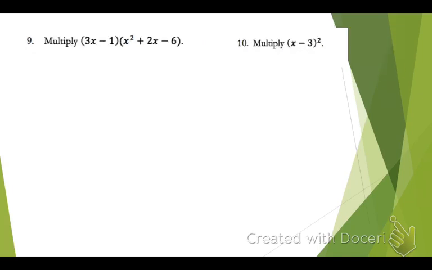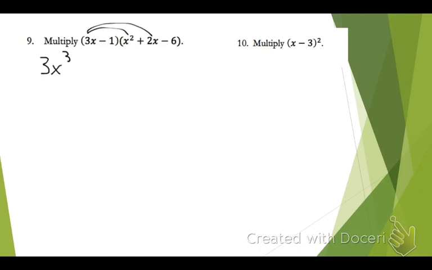All right, let's look at number 9. So in number 9, we're going to multiply those two expressions together. If you like to use the box method, you can set it up like that. I prefer just to distribute. So I'm going to start with my first term and just distribute it to every term in my second expression.